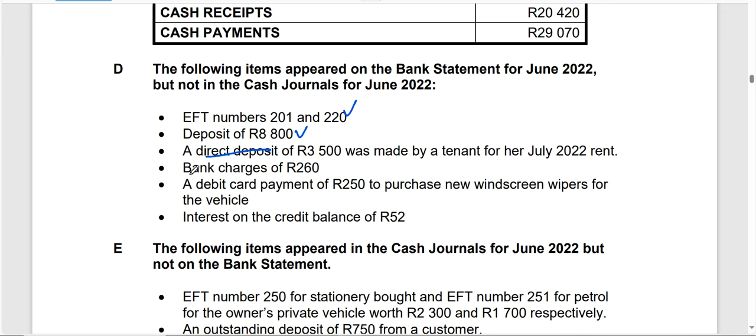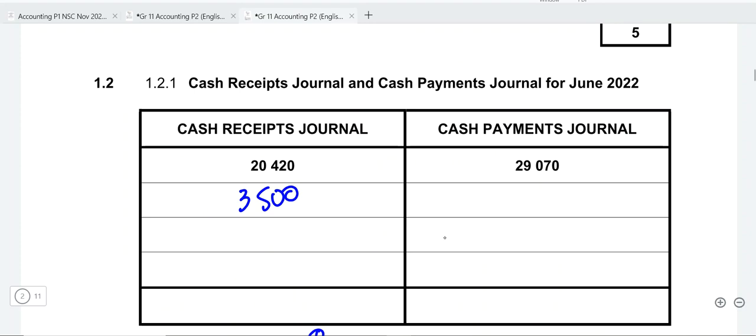And then next we can go to the next adjustment. Next, they're saying that we have bank charges of 260, and remember, if they're saying it's a bank charge, it means it is an expense, so it must be recorded on the CPJ. So that 260 will come this side. Okay, then we go to the next one.